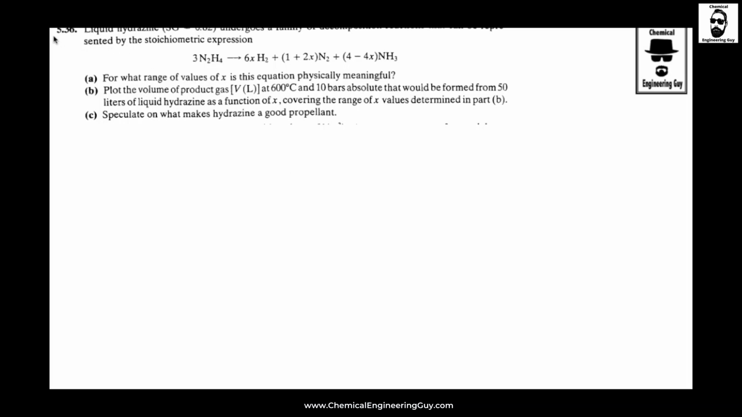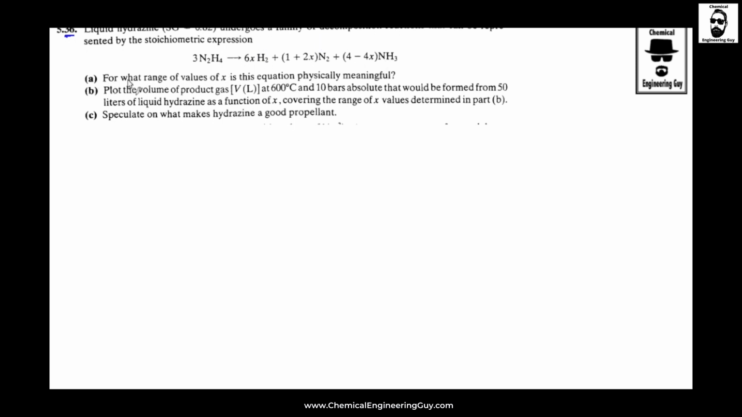So let's continue with chapter 5, which is single phase or ideal gases. We are going to check this problem, which is liquid hydrazine. They give you the specific gravity, and it undergoes a familiar decomposition reaction that can be represented by this expression. This is very funny because you have x's in these stoichiometric values. But essentially, N2H4 goes to hydrogen gas, nitrogen gas, and ammonia gas.